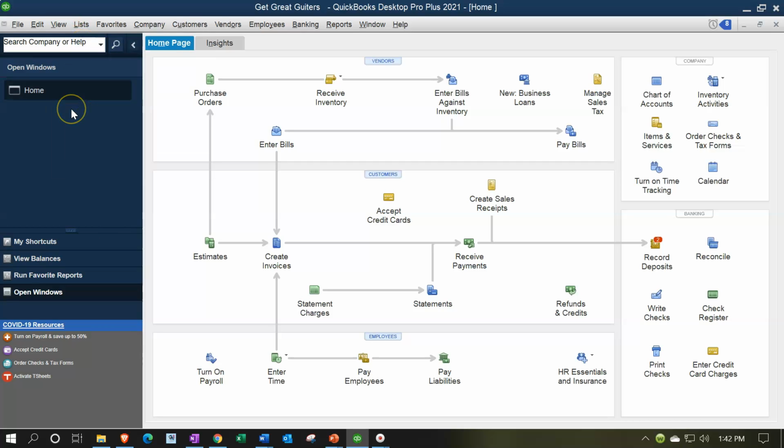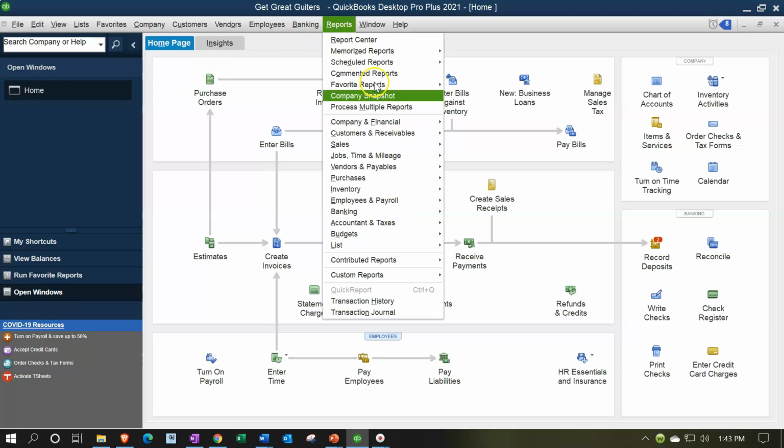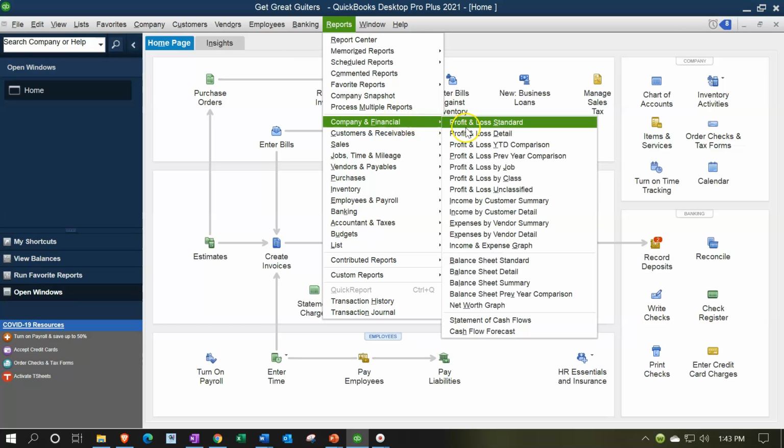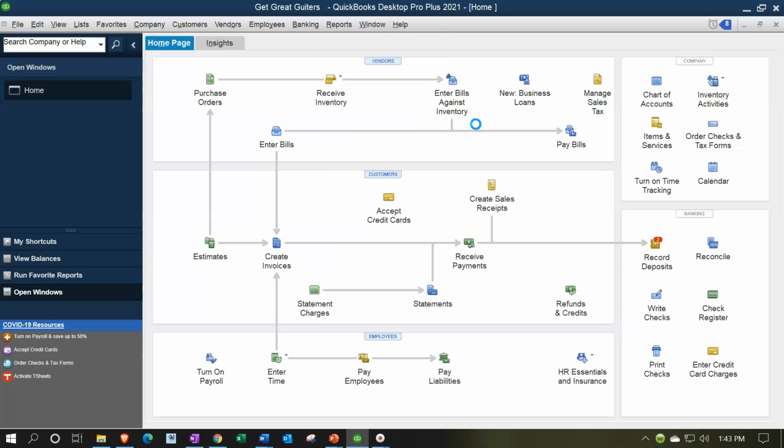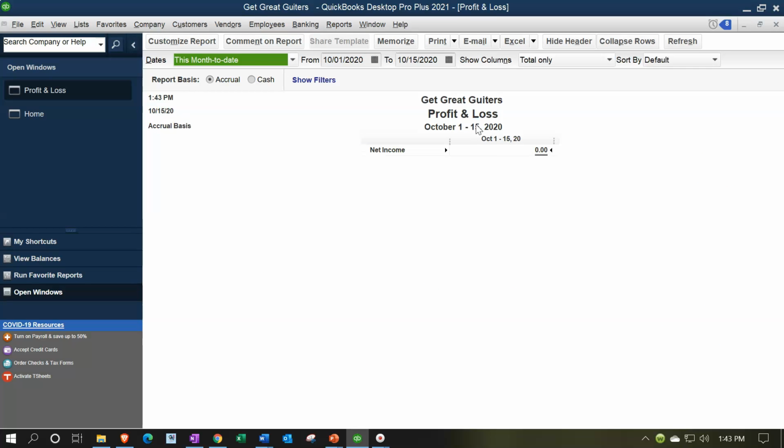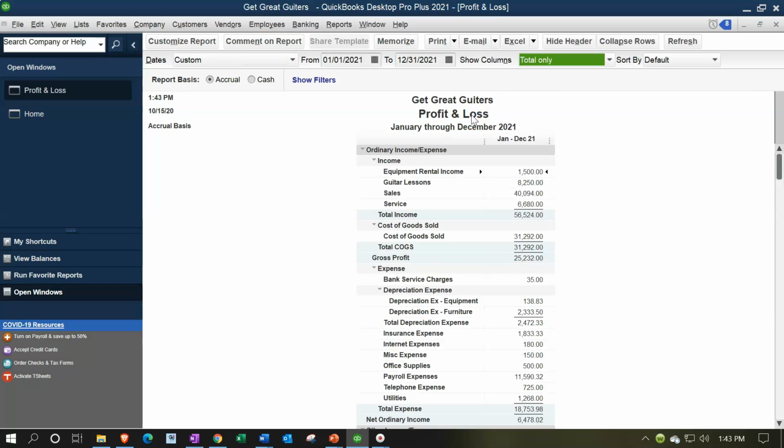We're now going to take a look at a vertical analysis for our profit and loss income statement or P&L report, starting off with the standard P&L profit and loss by going to the Reports dropdown, Company and Financial. We're going to open up the standard profit and loss report first. We're going to change the dates up top from 01/01/21 to 12/31/21. So there's our standard profit and loss report.